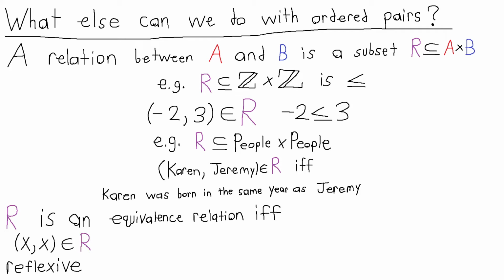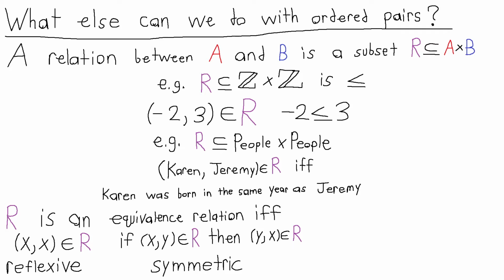1. Every element is related to itself. So for any element x, the ordered pair xx is an element of R. This property is called being reflexive. The second property is the symmetric property, which means that if x is related to y, then y has to be related to x. Or in other words, if the ordered pair xy is an element of R, then the ordered pair yx also has to be an element of R.